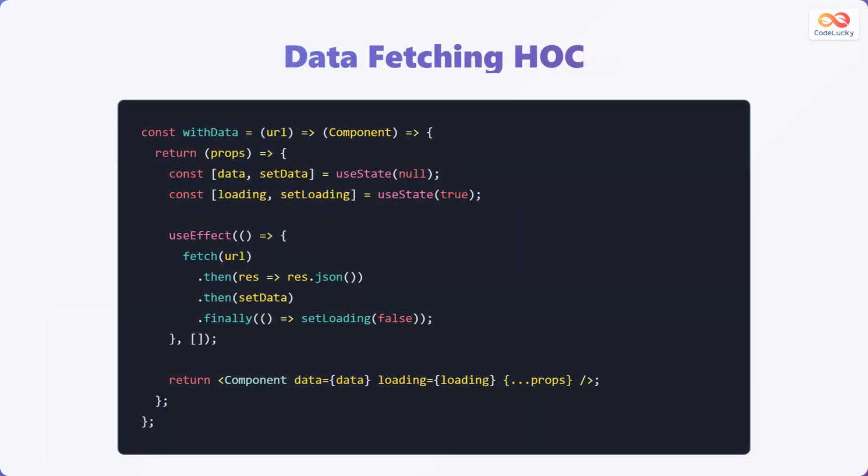Let's see a more detailed example of a data-fetching higher-order component. This withData function takes a URL as an argument as well as a component. It then returns a new component that handles fetching data from the given URL. Inside the returned component, we use the useState hook to manage the data and loading state. The useEffect hook is used to fetch the data when the component mounts. Once the data is fetched, it's passed as a prop to the wrapped component, along with the loading state.